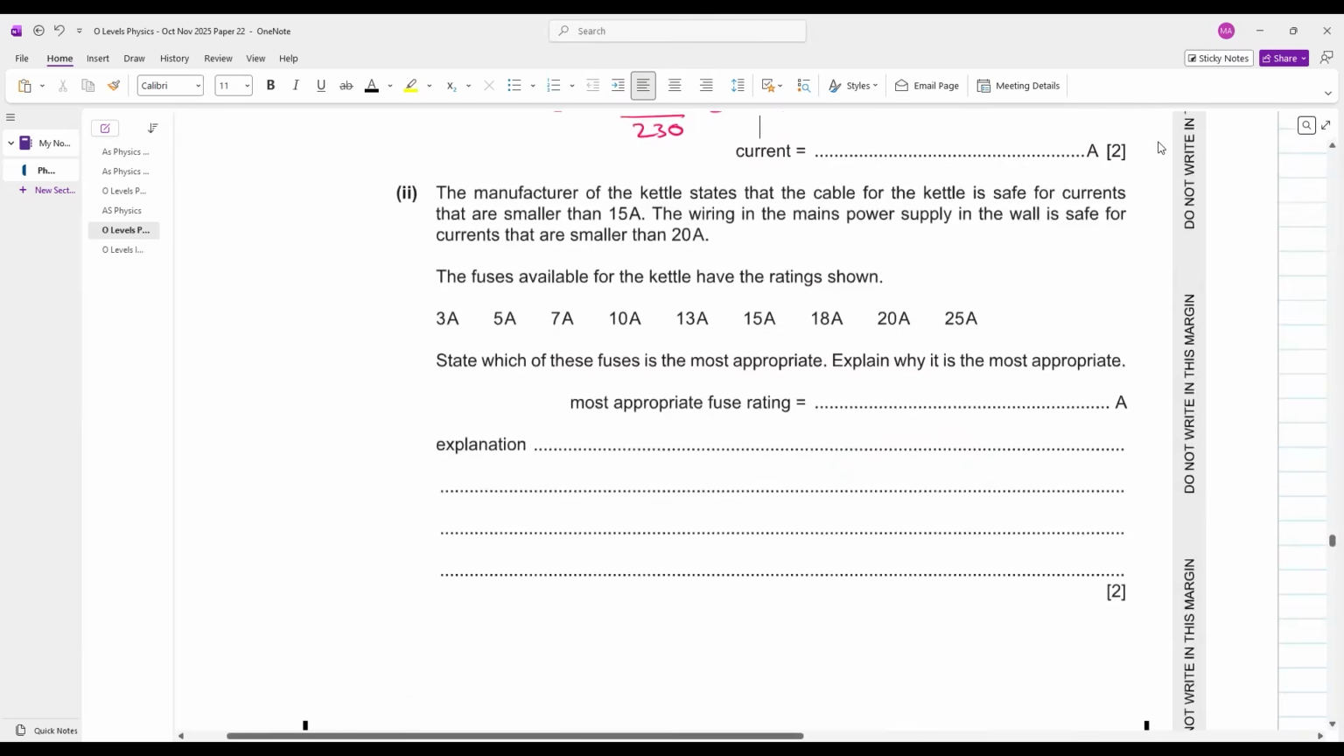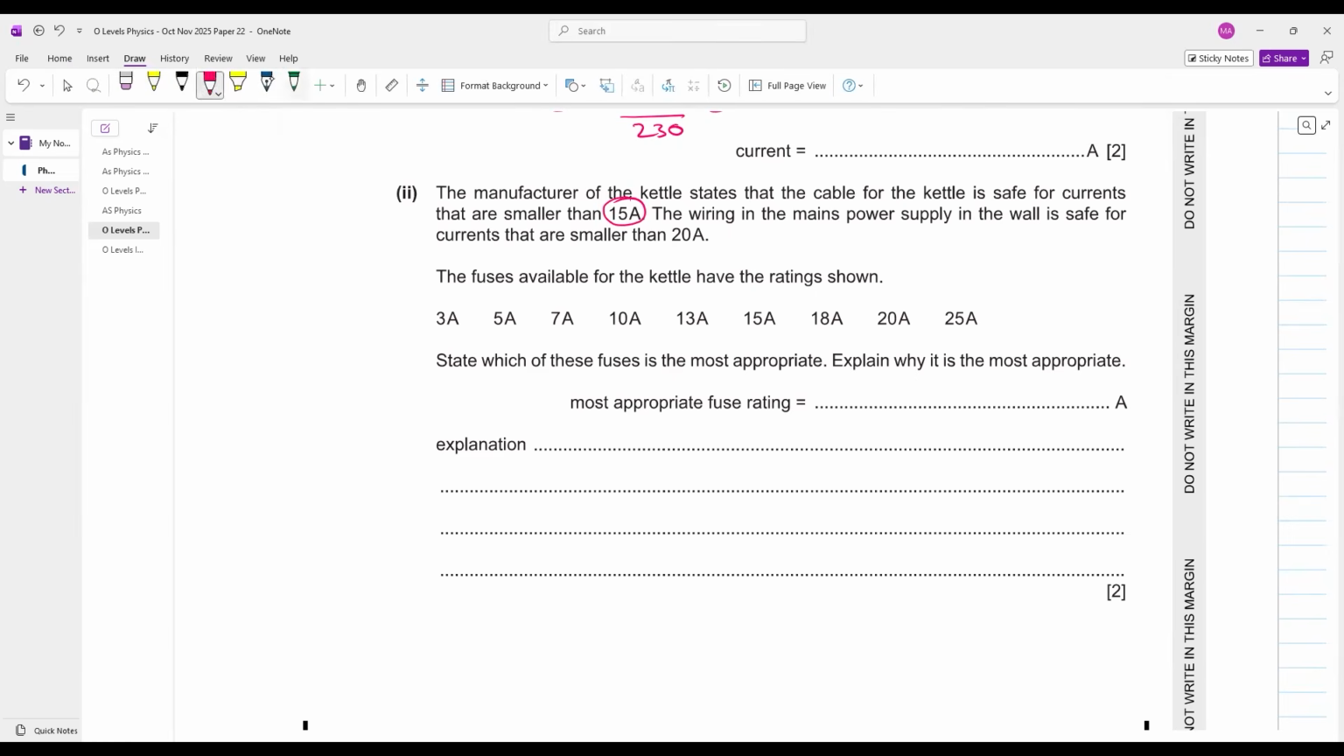The manufacturer of the kettle states that the cable for the kettle is safe for currents that are smaller than 15 ampere. Okay. Cable safe hai if the current is smaller than 15 ampere. The wiring in the main supply in the wall is safe for currents that are smaller than 20 ampere. Okay. The fuses available for the kettles have the rating shown. State which of these fuses is the most appropriate. Explain why it is the most appropriate.